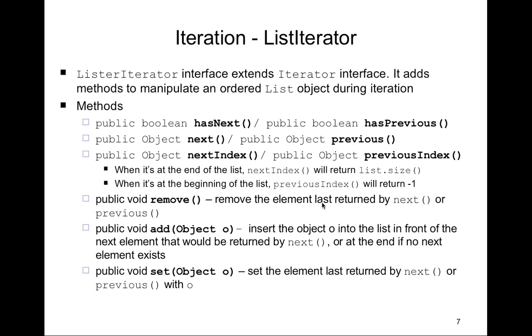Remove removes the element last returned by next or previous. So you go to the next, you remove it, then you go to the next, you remove it, go to the next. Add inserts the object into the list in front of the element. Set sets the last element returned by next or previous with any particular object that you gave it. It replaces the object and sets it with a new object, essentially.